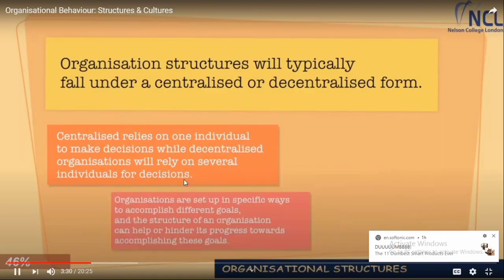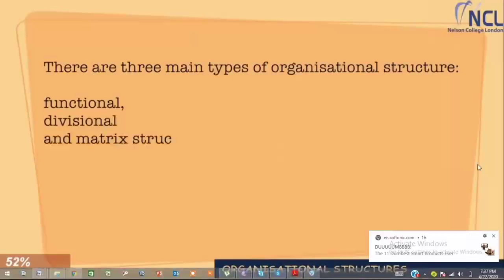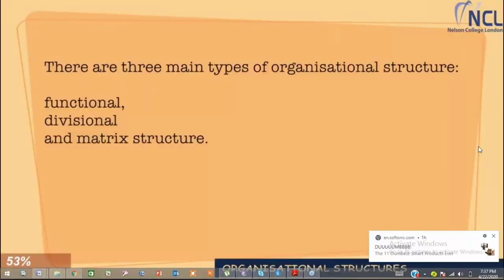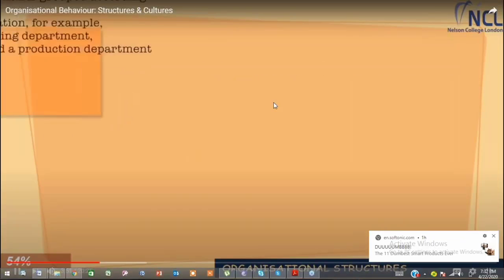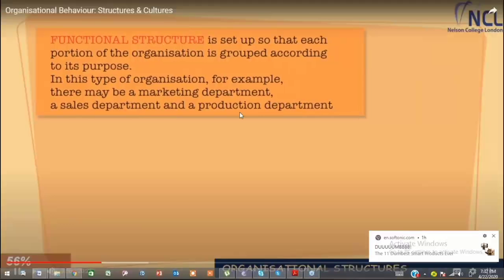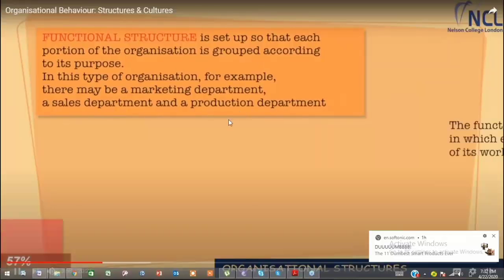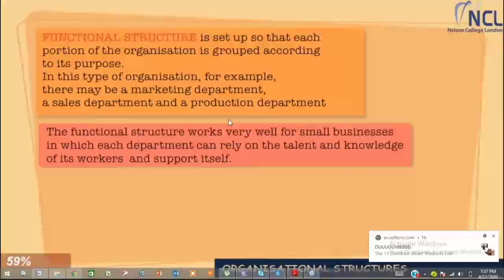For decisions. Organizations are set up in specific ways to accomplish different goals, and the structure of an organization can help or hinder its progress towards accomplishing these goals. There are three main types of organizational structure: functional, divisional, and matrix structure. Functional structure is set up so that each portion of the organization is grouped according to its purpose. In this type of organization, for example, there may be a marketing department, a sales department, and a production department.